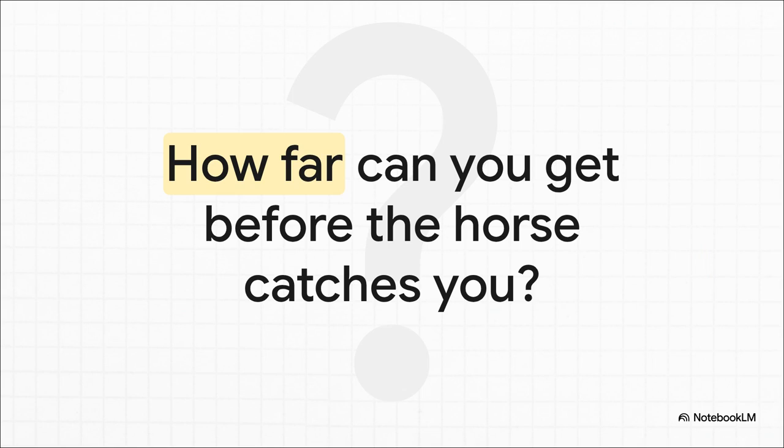All right, let's kick things off with a great little scenario. Picture this. You're in a race against a horse. Now, you get a head start, but you're a bit slower. The horse is way faster, but it has to get saddled up first. So who wins? This isn't just some brain teaser. It's a math problem in disguise, and we're about to crack it wide open.